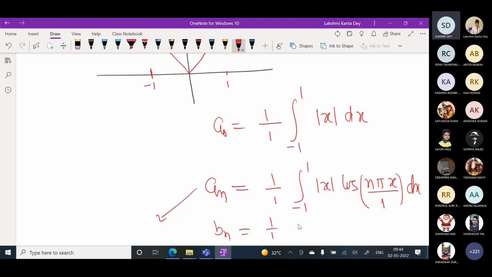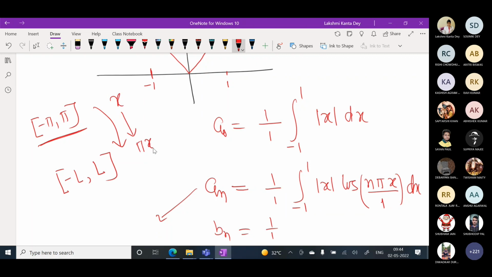Again, how many times will I tell? -pi to pi is the standard domain of definition. Now here it is -L to L. So x goes to pi x by L, this mapping I used. So instead of x, you have to put pi x by L, and accordingly change the domain of definition from -pi to pi to -L to L. That is why I am doing -1 to 1, -L to L, and in place of x, I write pi x by L, right?